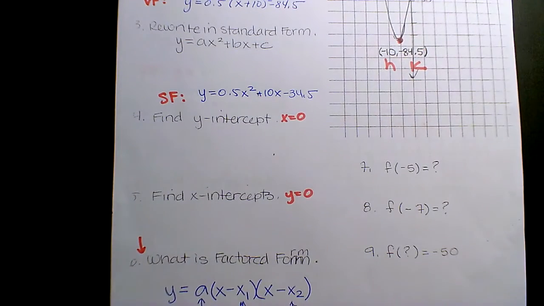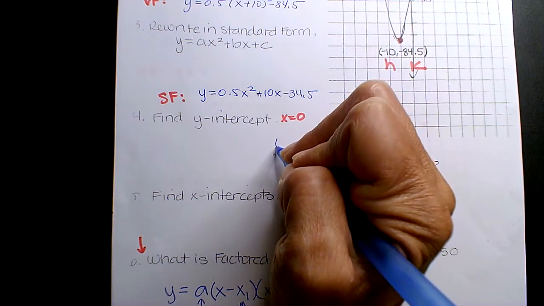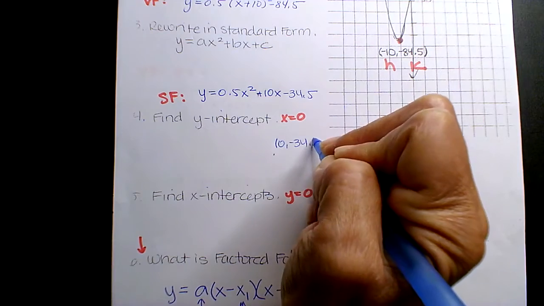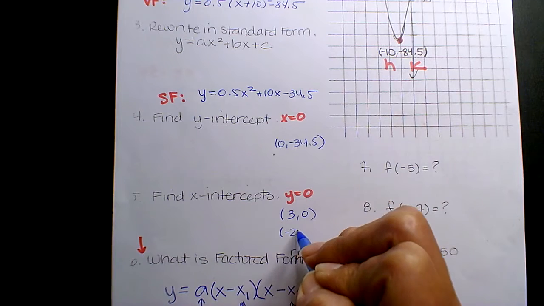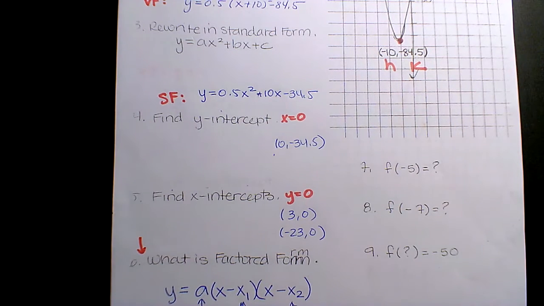Your y-intercept, now this is a part you could have kind of cheated to verify. The y-intercept is, I believe, negative 34.5, and then your x-intercepts are 3, 0, and negative 23, 0, or is it 2.3? Negative 20, so they're integers, nice. Okay, perfect. So that's what you guys should get.